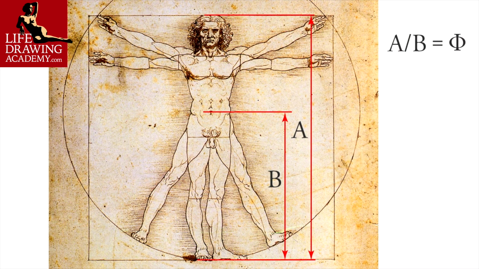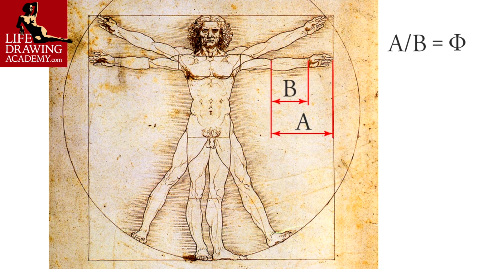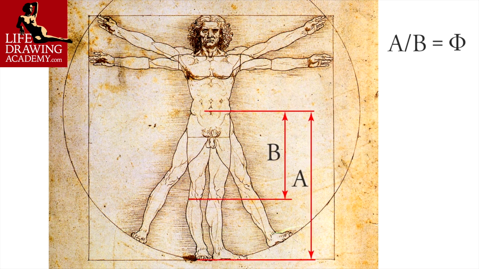The proportions of the human body correlate with the divine ratio phi. The golden proportion can be found in the ratio of the distance between the fingertip and the elbow to the distance between the wrist and the elbow. The ratio of the distance between the navel and the end of the foot to the distance between the navel and the knee.